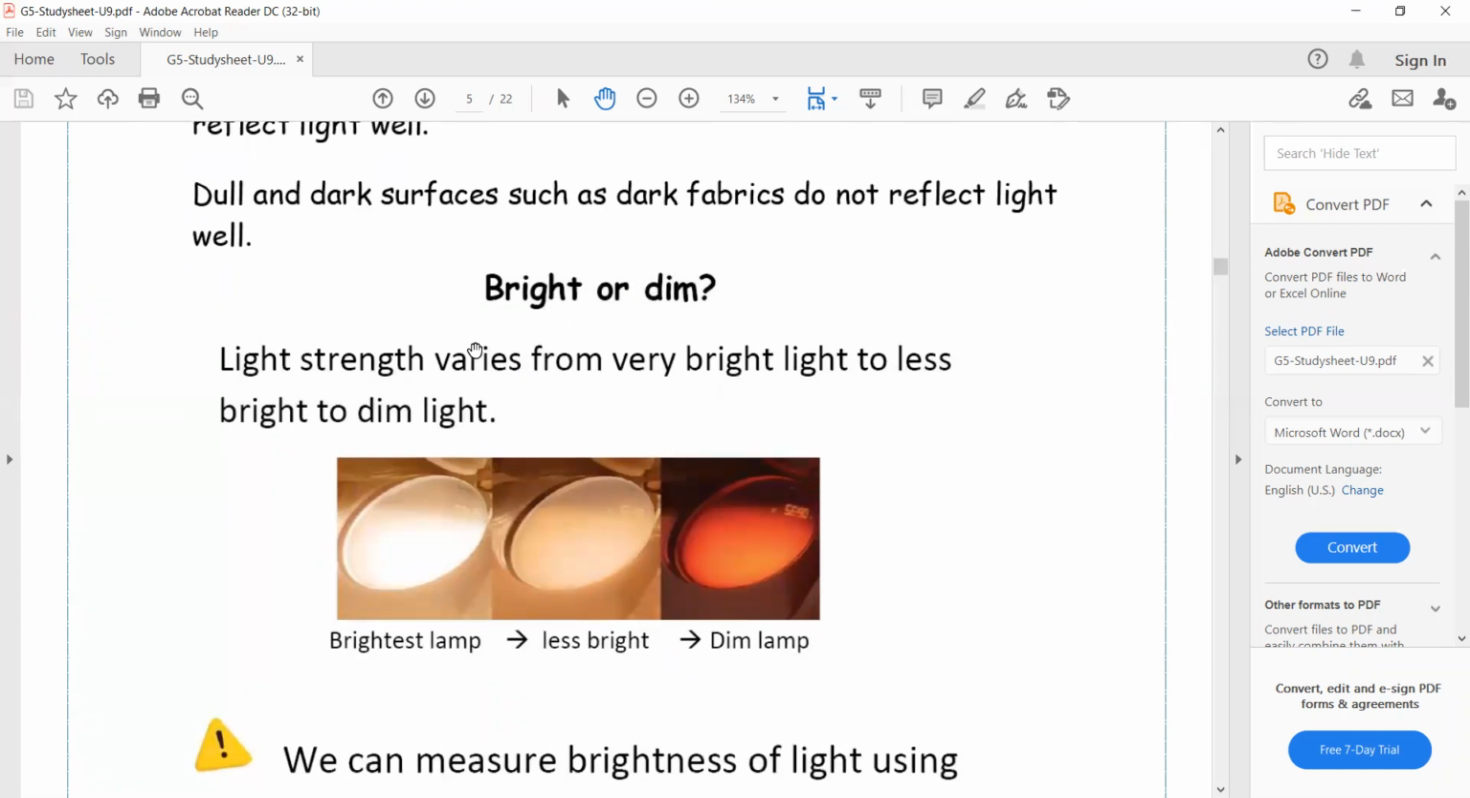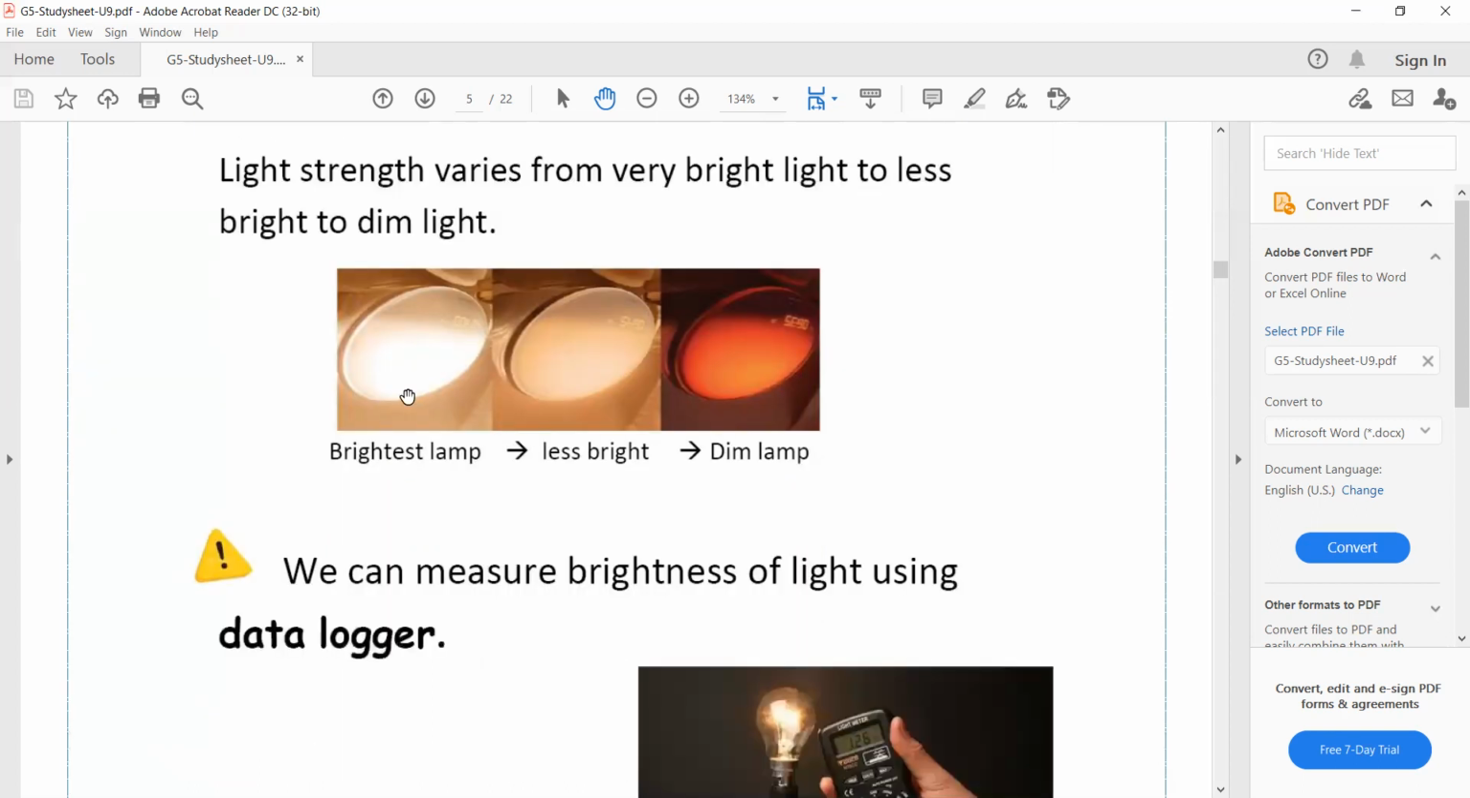Two words, bright or dim, like what we talked about. Light strength varies from very bright light to less bright to dim light. This object produces a large amount of light, so it's the brightest lamp. This lamp is less bright than this one, less bright than this one, and this lamp is a dim lamp because it produces a little amount of light.